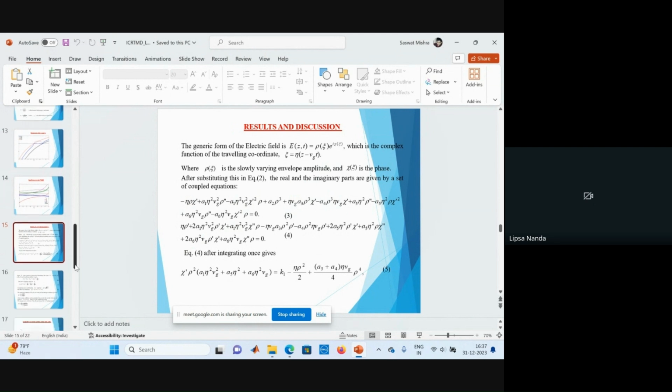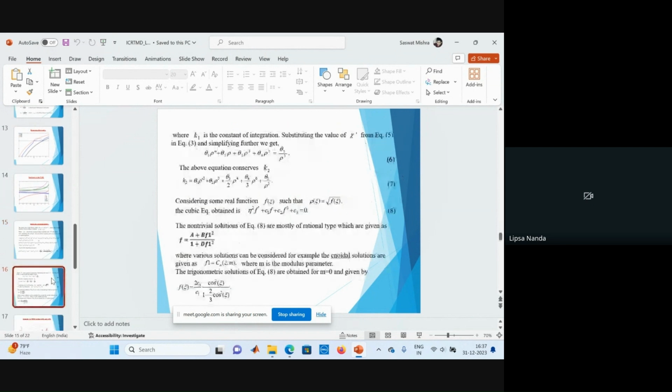So by doing these analytical calculations and substituting this in the earlier expression, we have an expression which is a little bit complicated. And finally, we also have another integration constant k2. By doing some analytical calculation, we do some substitution for some other parameters, which is also a real function. So that is taken as rho is equal to square root of f plus h, where some other constant is introduced, which is taken to be 0 for some convenience.